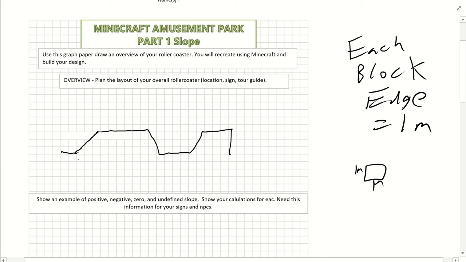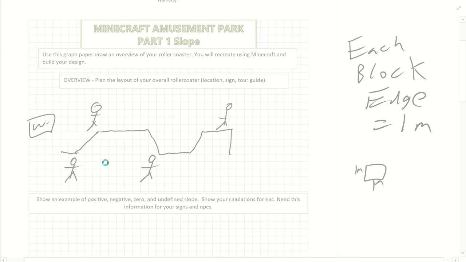So you will be dropping what's called NPCs. You would put them at various points in your roller coaster, because they're telling me what slope is going on there. And you could put a little sign here saying welcome. And so this is my overall look to it. This person here is going to be talking about my positive slope.